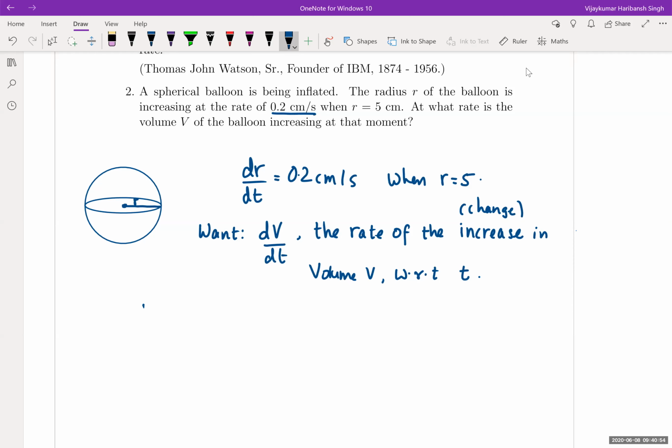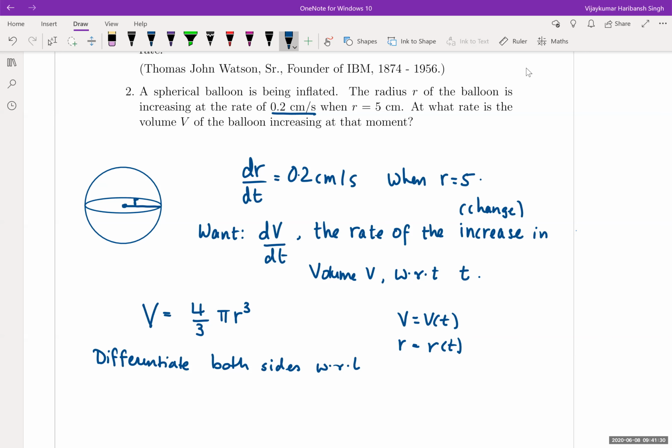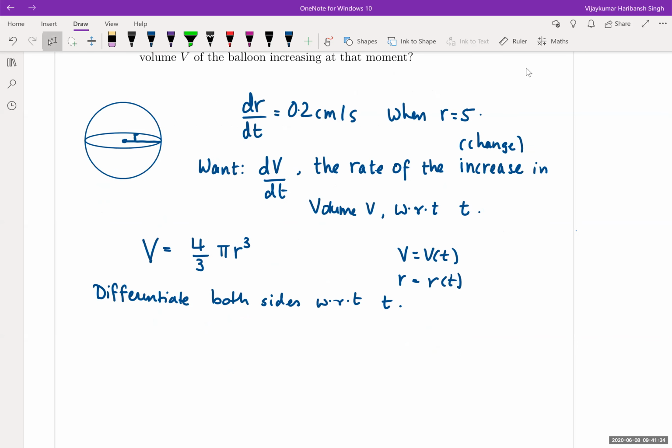So the volume of the sphere, because the balloon is spherical all the time, it's increasing in a spherical fashion as well. So you have V is 4 by 3 pi r cube. Now note that volume is also a function of time and r is also a function of time. So differentiate both sides with respect to t, the time. In that case, we get dv by dt on one side. You have 4 by 3 pi, derivative of r cube is 3r square multiplied by dr by dt. Why is that? Because of the chain rule.